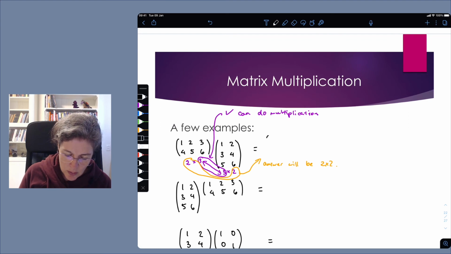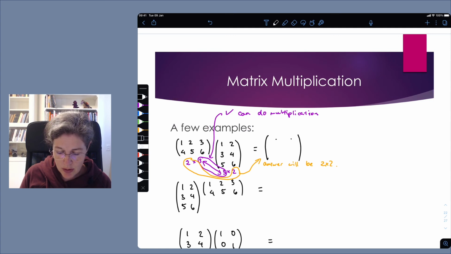Okay, so the way I tend to work this is I will sketch what my new matrix is going to look like, and I put little dots to tell me where I need to have entries. So I know that I've got to find 4 entries. All right, so let's work out this first entry over here.